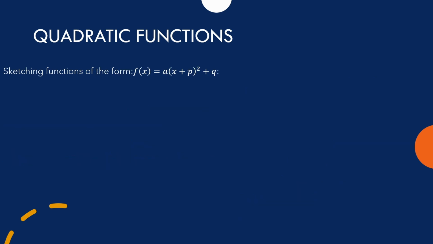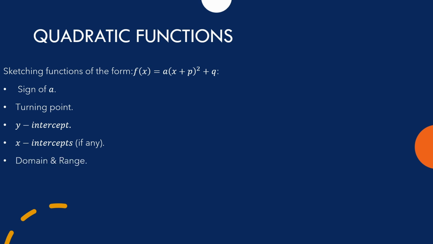Now, let's take a look at the steps you follow when sketching a quadratic function. First, you evaluate the sign of a. If a is positive, the graph is concave up, and if a is negative, the graph is concave down. Next, you determine your turning point, and next you find the y-intercept, then the x-intercept, if any. There are cases when we don't have x-intercepts, or the graph doesn't touch the x-axis. And finally, you find your domain and range.